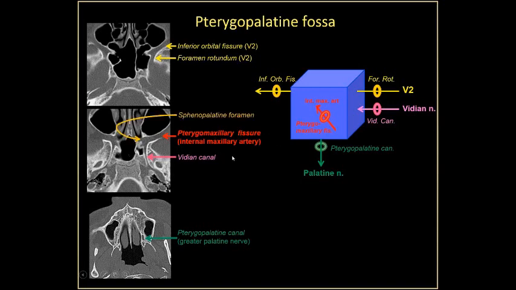And then medially, I didn't point this out earlier, but medially we have the sphenopalatine foramen, which opens up into the nasal cavity. And this, by the way, is the location where JNAs typically arise.